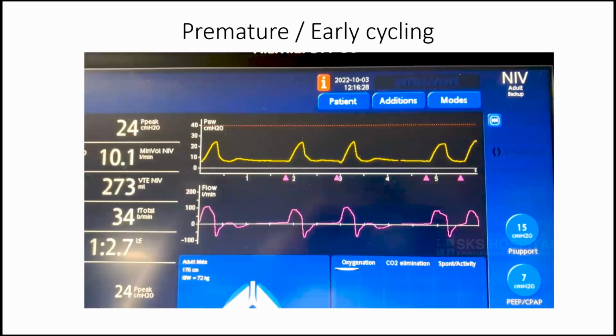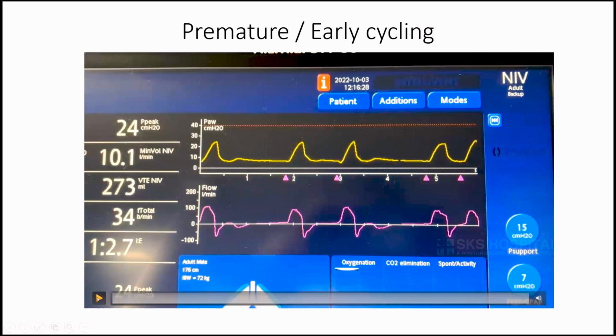So this is a patient who is on NIV, and you can see that the respiratory rate is about 34. He is on a pressure support of 15, PEEP of 7, and his tidal volume is about 273 ml. And you can see there's a lot of early cycling and failed triggering. So not all the breaths are getting triggered. So he is tachypneic.